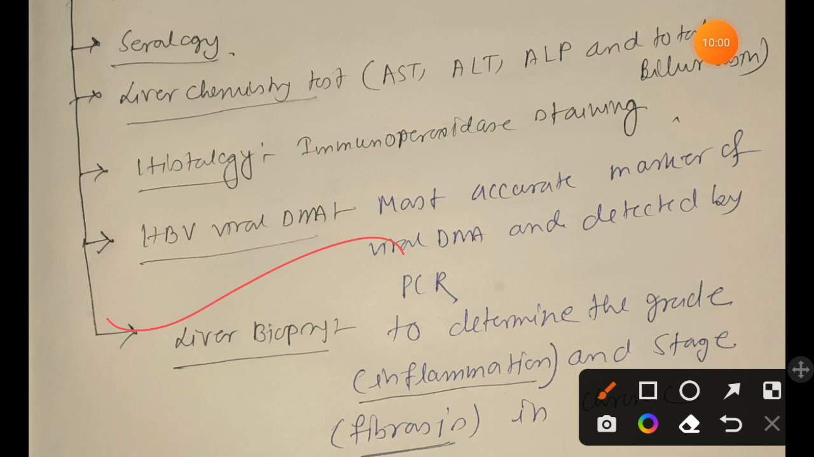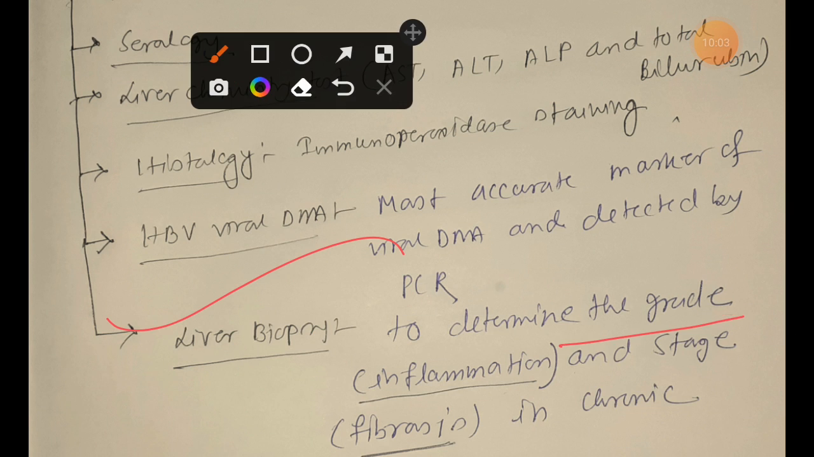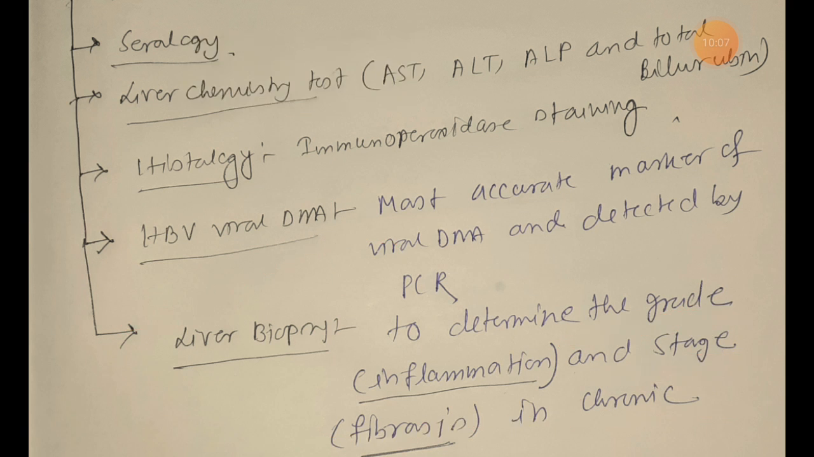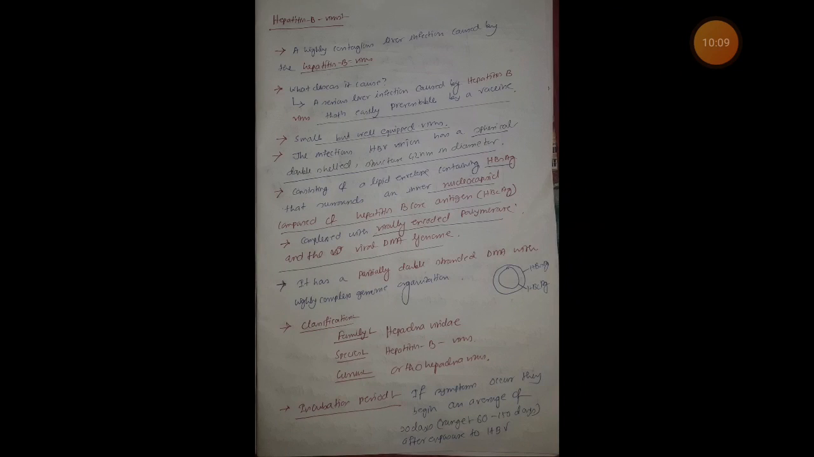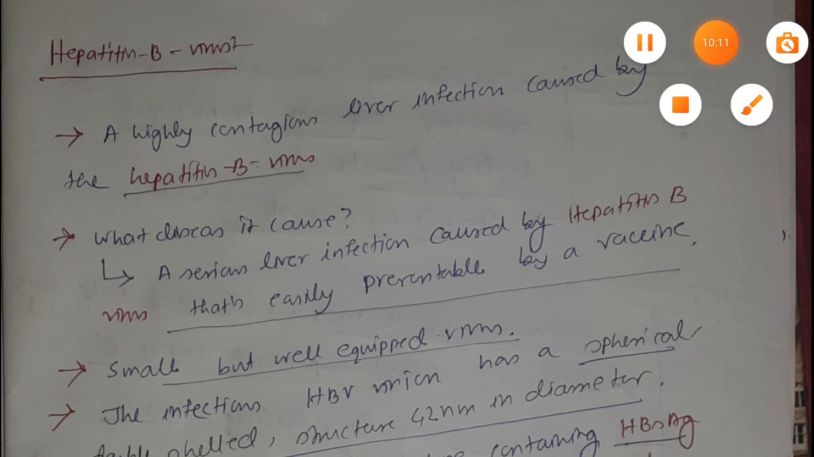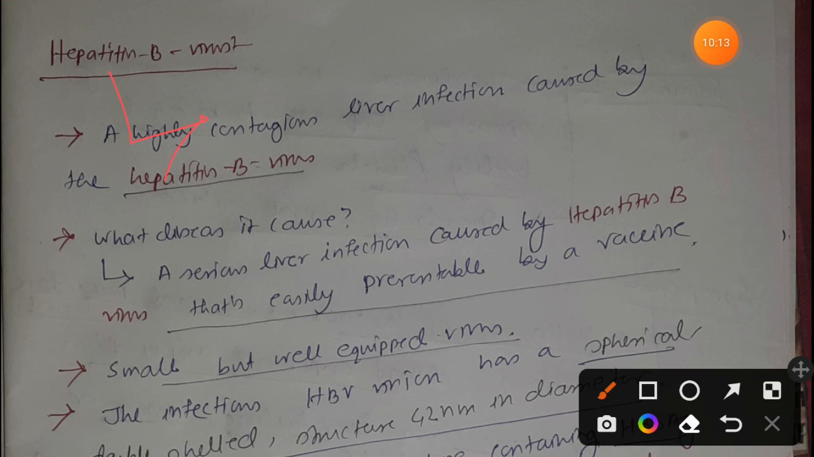Okay, liver biopsy to determine the grade, that is inflammation, and the stage, that is fibrosis, in chronic cases. Okay. So today we have discussed hepatitis B virus. Hepatitis B virus is a contagious liver infection that can be easily prevented by vaccine due to the presence of three kinds of antigen, where two are on the lipid viral envelope. One is HBeAg, another one is HBsAg, and another one is on the nucleocapsid, that is HBcAg.